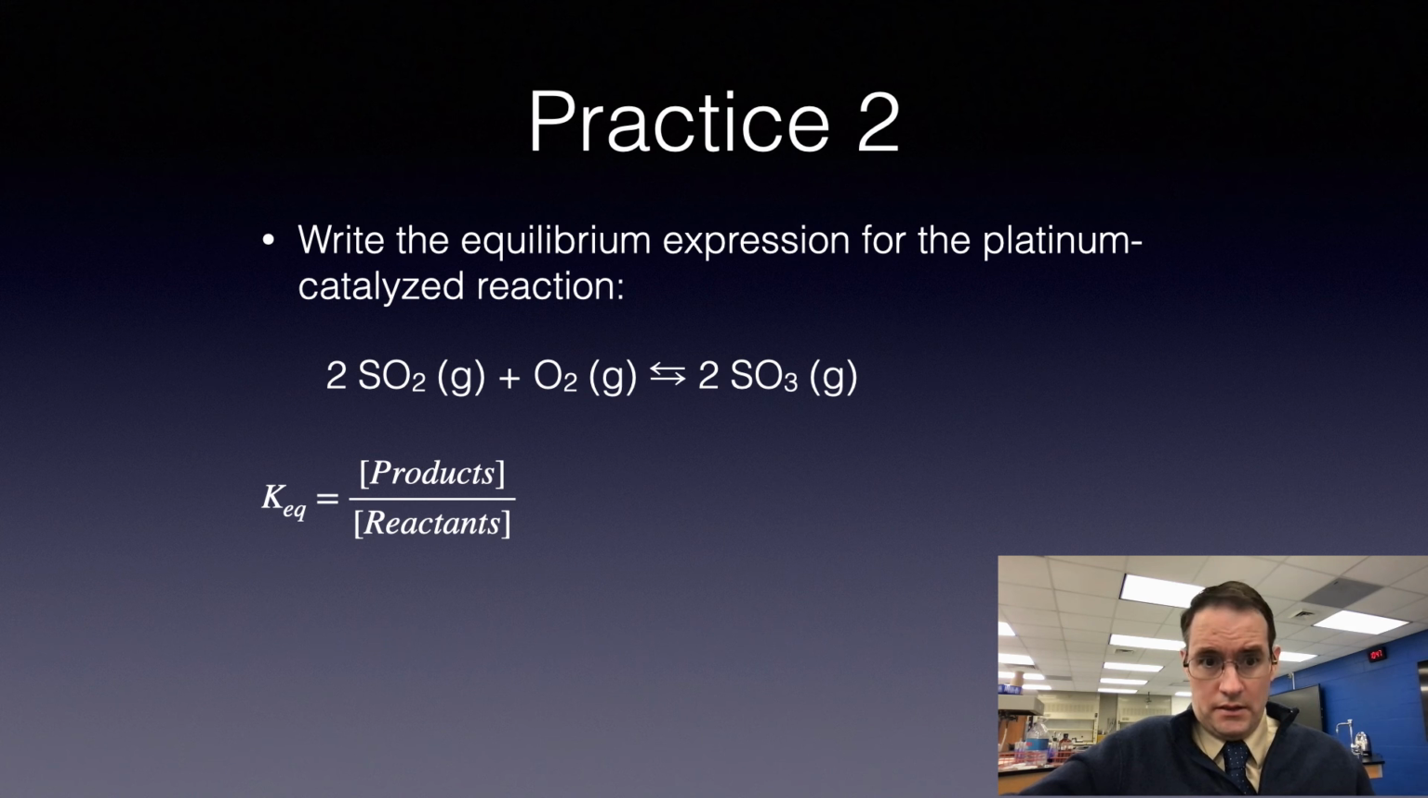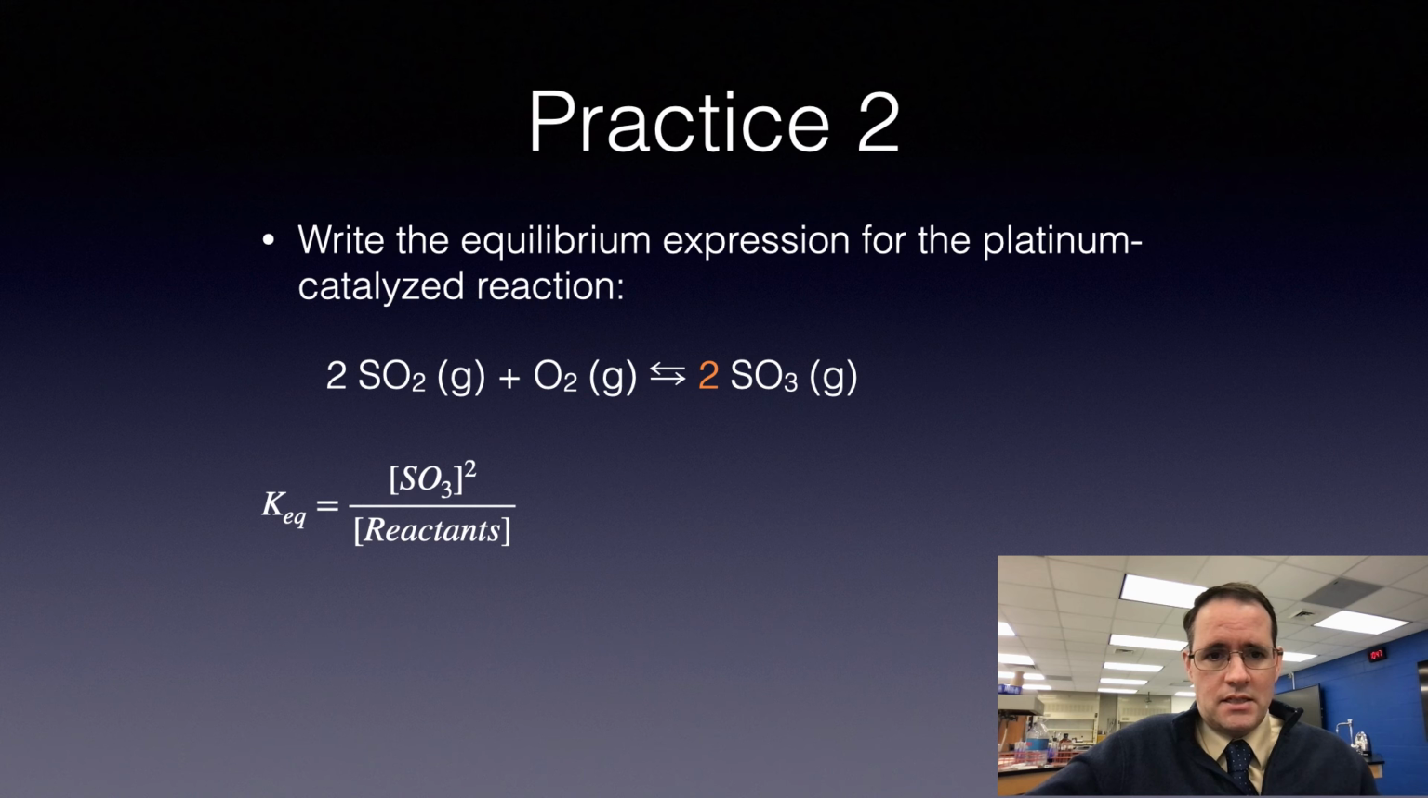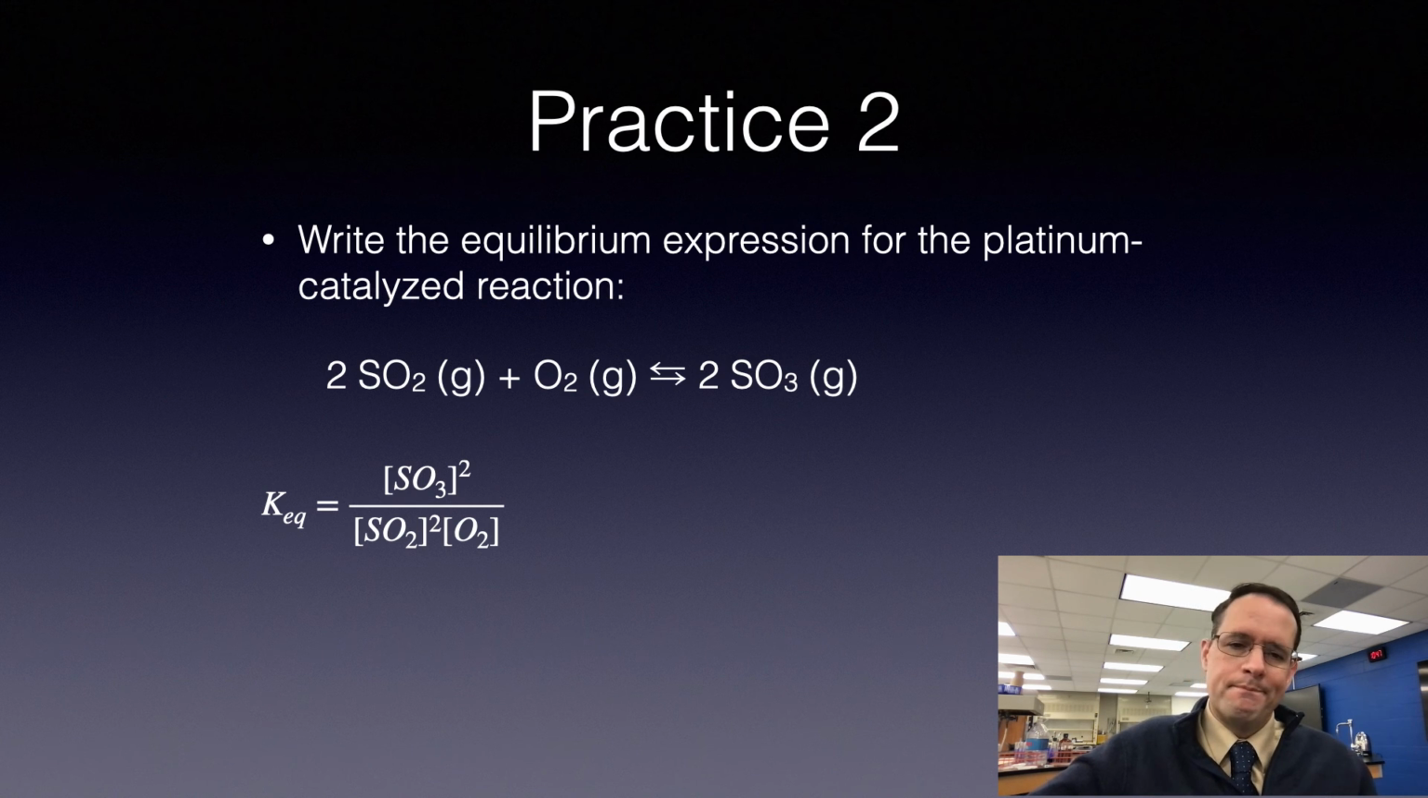We have an equilibrium expression for, well, this is not a platinum catalyzed reaction, but anyways, it's products over reactants. So let's look at this. Our first product is sulfur trioxide, but we have a coefficient of 2 in front of this substance, so we need to square the concentration of sulfur trioxide. For reactants, we have SO2, or sulfur dioxide, but there's a coefficient of 2, so we need to square the concentration of sulfur dioxide. Our other reactant is oxygen, so we place that in the denominator.